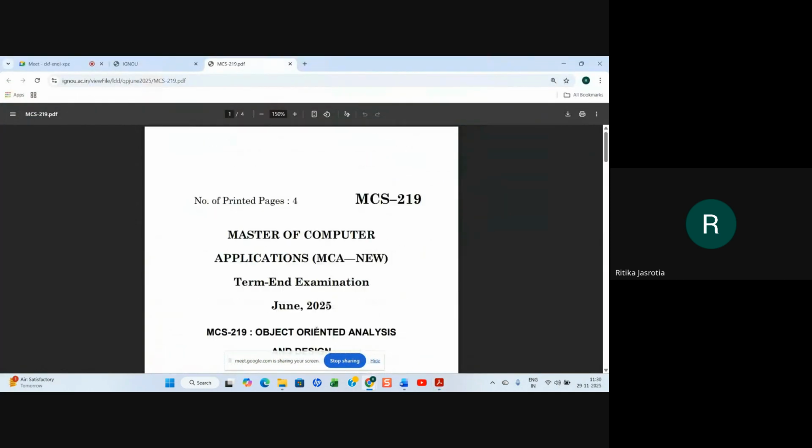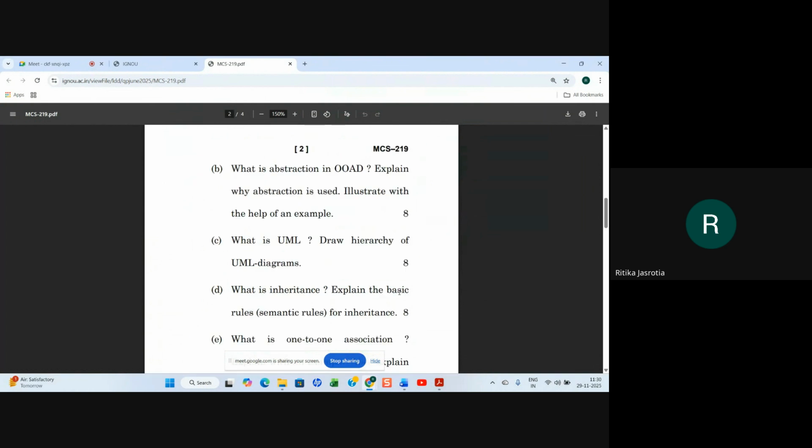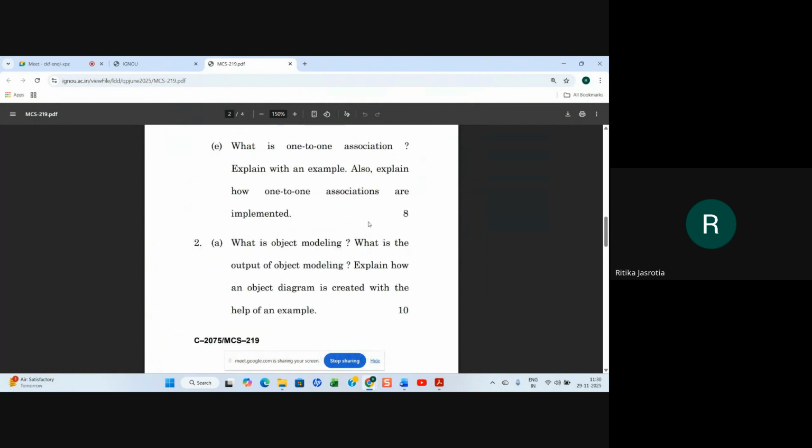So these are the questions. Question number 1, which is compulsory. First question: A, B, C, D, E. So these are the compulsory questions.